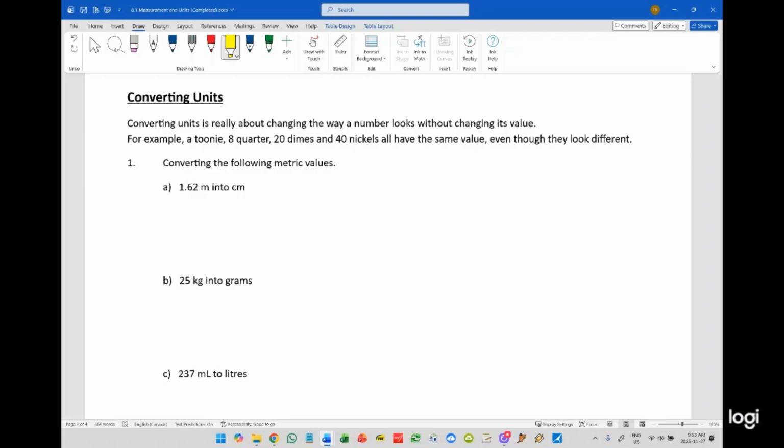I mean, for instance, if you have a toonie, that's the exact same thing as 8/4, despite the fact that 8/4 is larger than, like, 8 is bigger than 1. But the unit quarter is smaller than toonie, and 20 dimes and 40 nickels. Those are all the same amounts, even though the numbers in front look different.